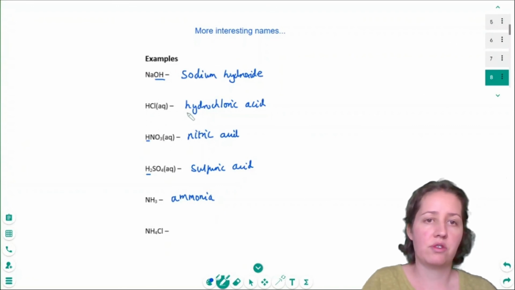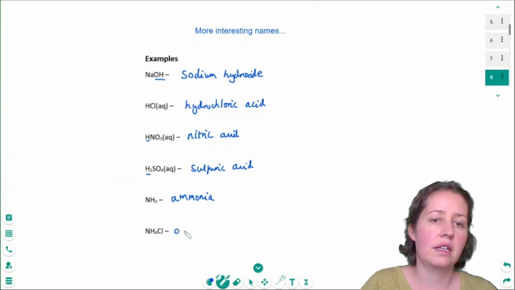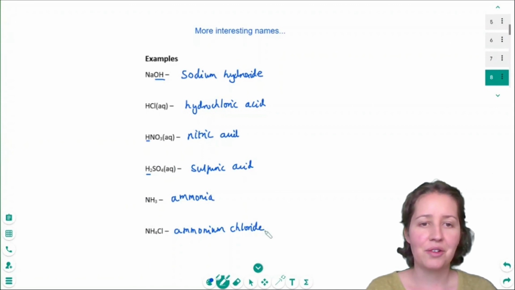Ammonia reacts with hydrochloric acid to give us this compound NH4Cl. Ammonia changes its name slightly to become ammonium and then chloride on the end, as you would expect. Great, so that's your introduction to naming.